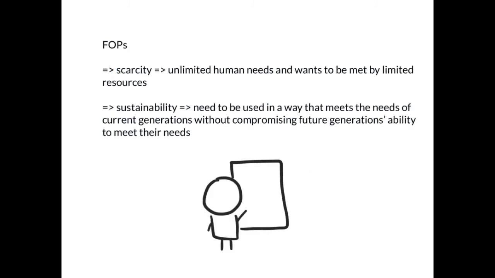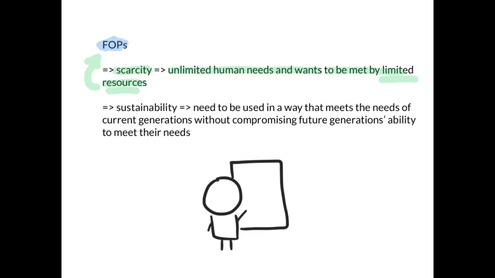Now, the concept of factors of production, the FOPs, ties in very closely with two of the central 9 concepts. The first one is scarcity. Remember, scarcity is the idea that there are unlimited human needs and wants that need to be met by limited resources. Those limited resources are the FOPs. The FOPs are the limited resources that are part of the basic or the central economic problem.